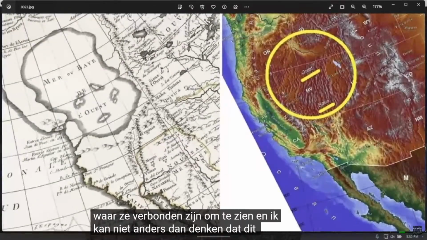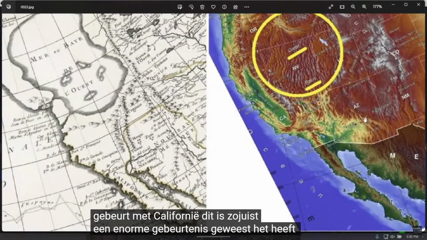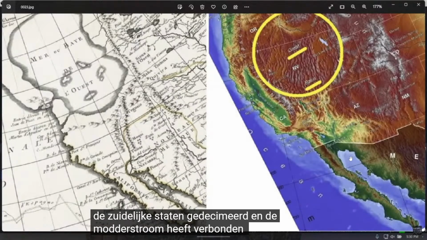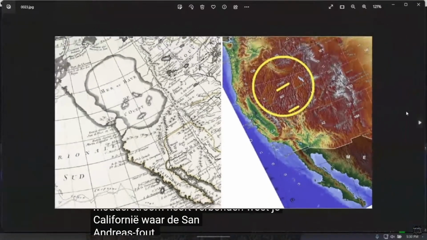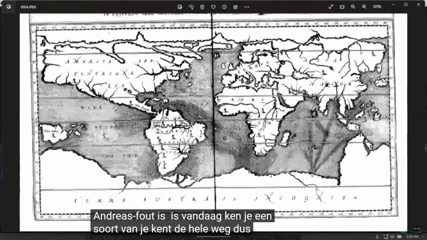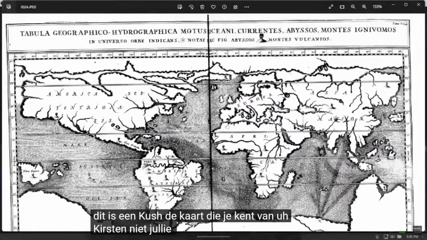And I can't help thinking this is what's happened with California. There's just been a huge event. It's literally decimated the southern states, and the mud flow has connected California, which is by where the San Andreas Fault is today. Some sort of mud flow all that way. So this is a Kircher map. You know about Kircher, don't you?